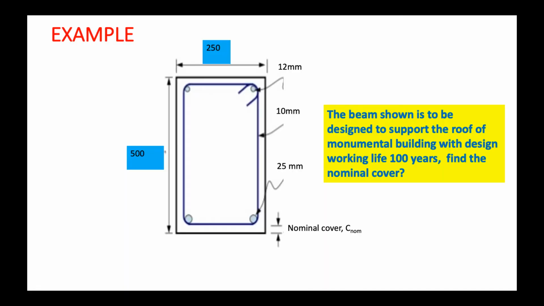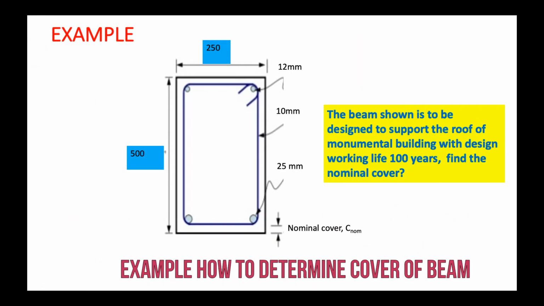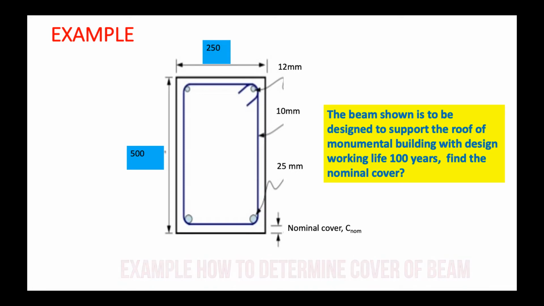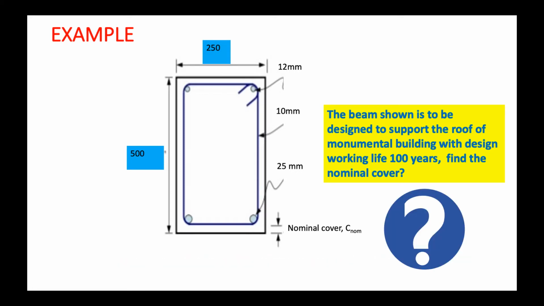Here is an example: a beam that supports the roof of a monumental building with a design working life of 100 years. So what is the nominal cover that we need to use? Cover is normally determined in the first stage of design, so we don't know the steel size yet. I mean the compression and also the flexural reinforcement. We don't know the exact diameter, so in this case we just assume it. Let us assume that the flexural diameter is 25 mm, while the link is 10 mm.